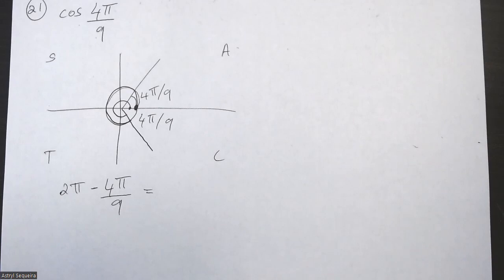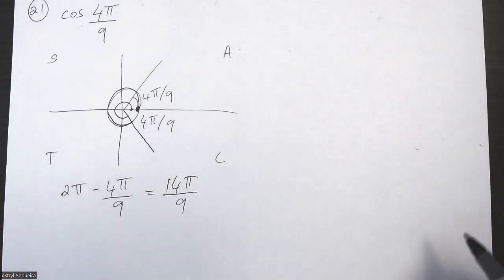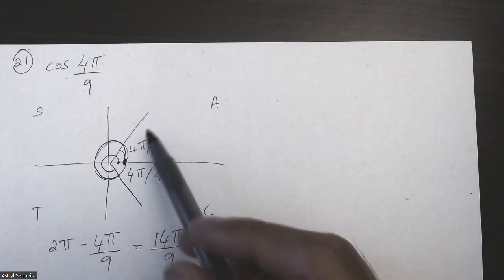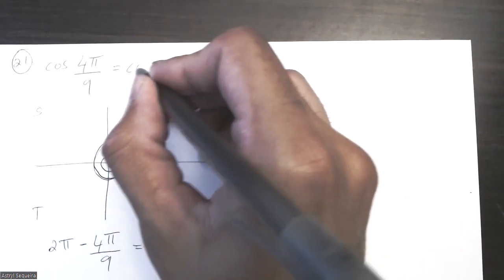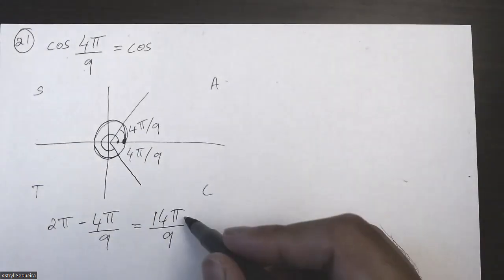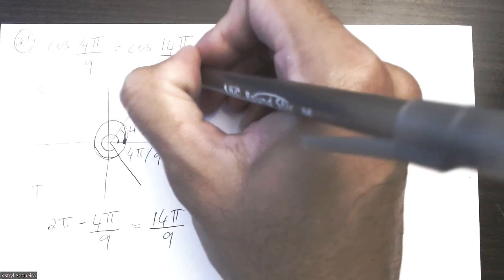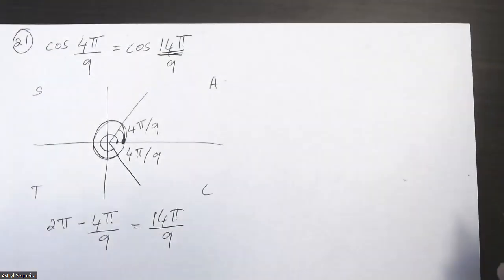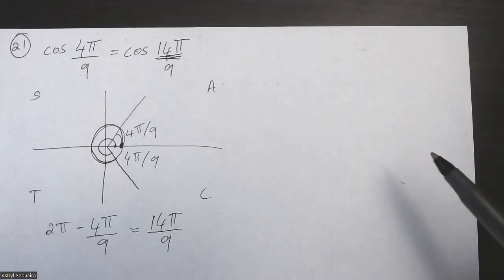I'll do this in my calculator. 2 pi minus 4 pi over 9 is just 14 pi over 9. So I know cos is positive in these two quadrants. So cos 4 pi over 9 is the exact same as cos of 14 pi over 9. And these two are equivalent expressions.